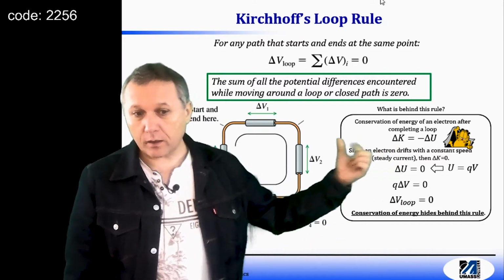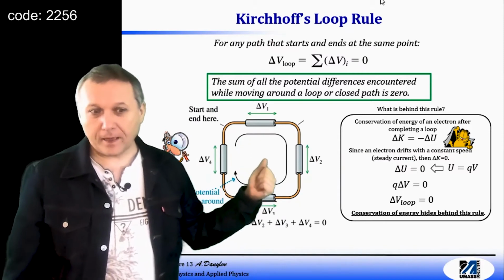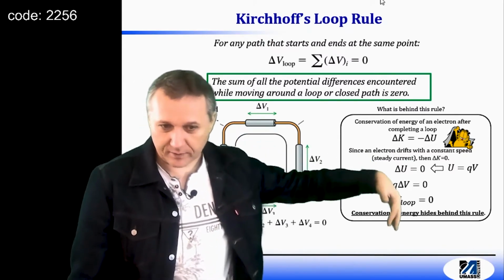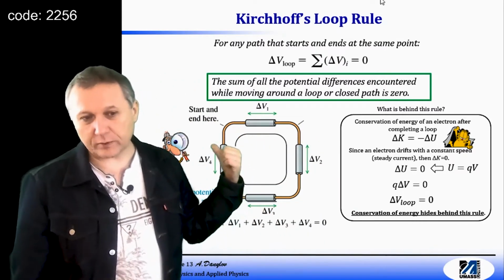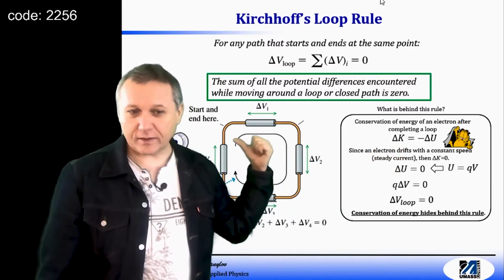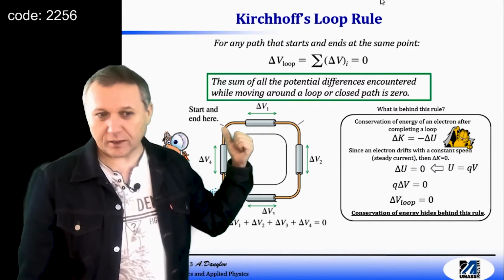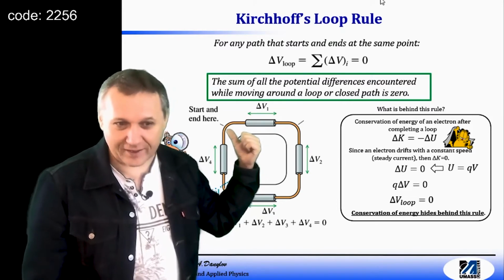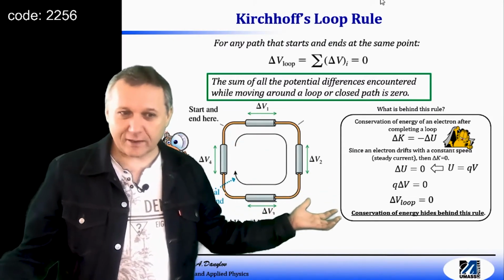So when electrons drift with the current, they have on average the same speed. It doesn't matter where you look at that electron, its average speed will be the same. So what happens with kinetic energy when an electron moves around the loop and comes back to the same point? It will have exactly the same speed, so exactly the same kinetic energy. If you take the difference, you will end up with 0. So delta K will be 0.